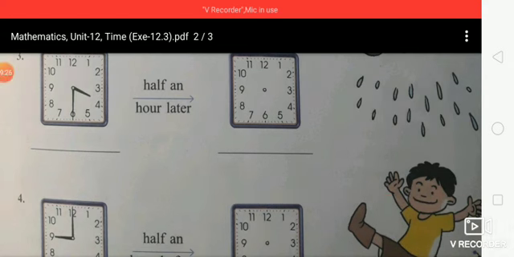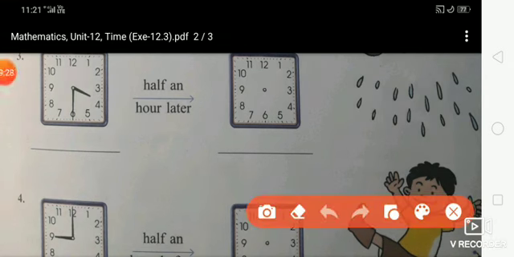The third clock shows the time. The short hand shows the hour and the long hand shows the minute. So, 4:30. The hour hand is between 3 and 4, and the minute hand is on 6. That means the time is half an hour later. So the time is 3:30.